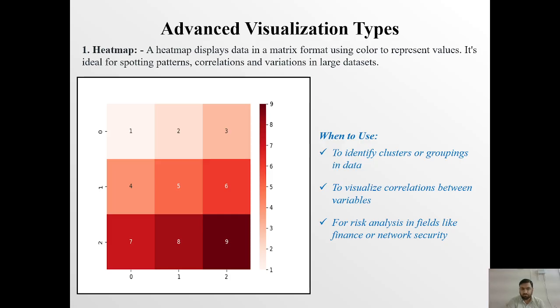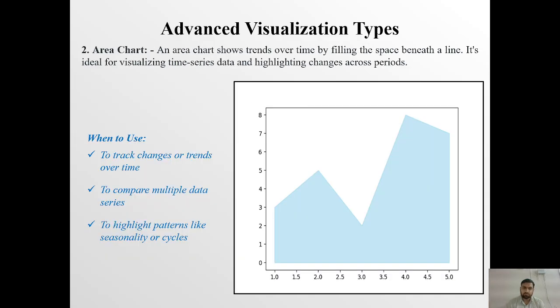Heat map. A heat map displays data in a matrix format using color to represent values. It's ideal for spotting patterns, correlations, and variations in large data sets, as you can see in the picture. When to use: to identify clusters or grouping in data, to visualize correlations between variables, for risk analysis in fields like finance or network security.